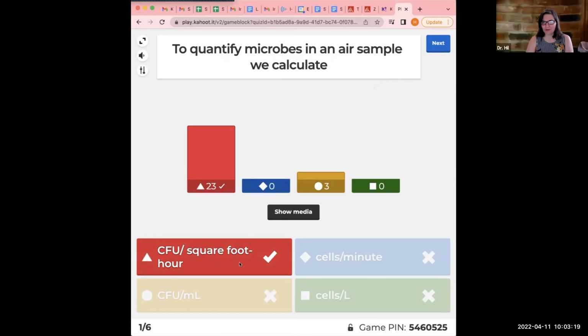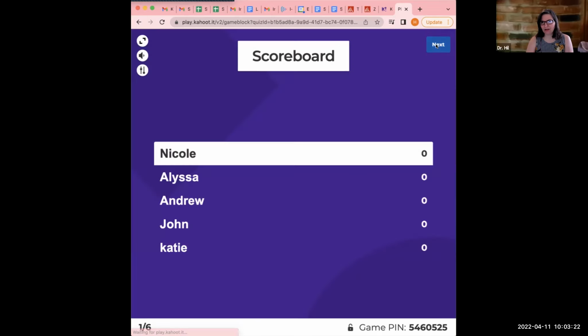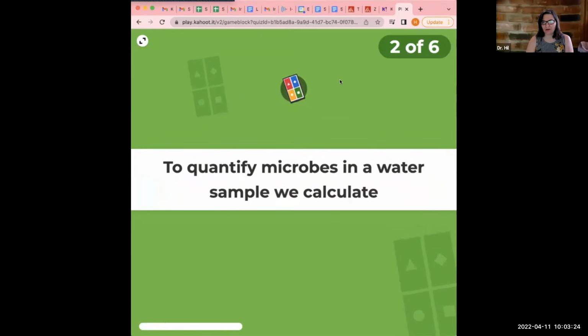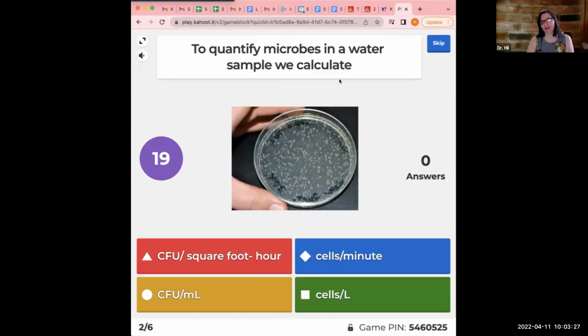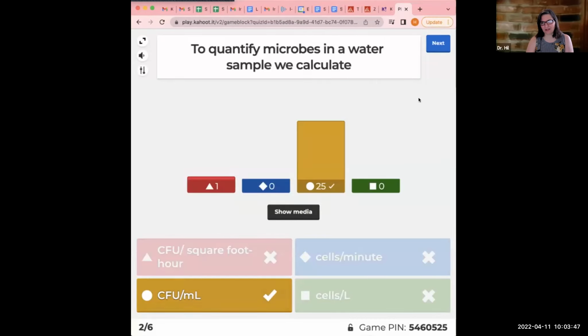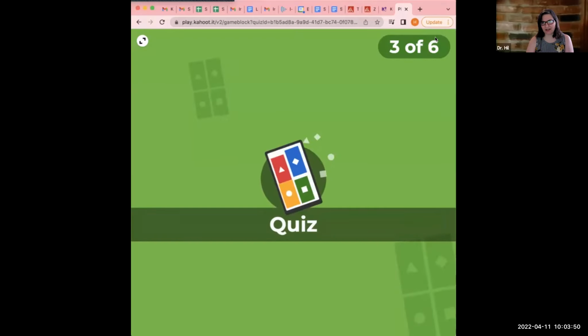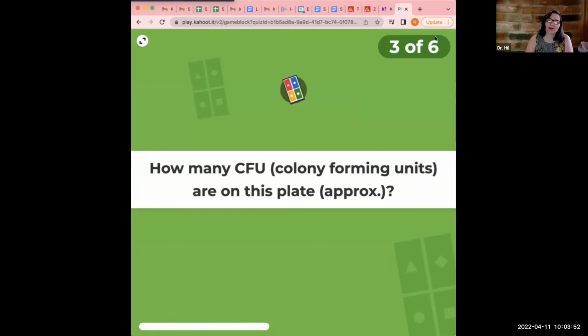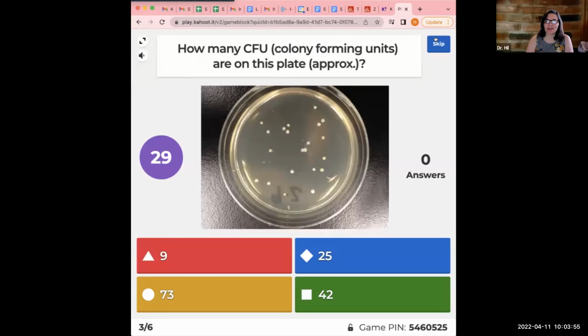That's right, it's CFUs per square foot hour. To quantify microbes in a water sample, what do we calculate? CFUs per mil is how we're doing it in this class. That's right. So how many colony forming units do you approximately see on this plate?